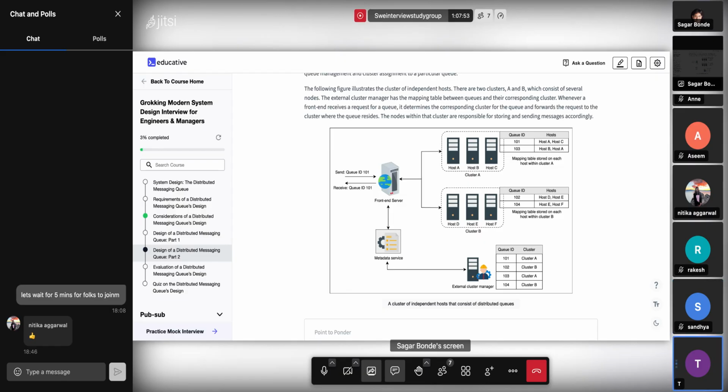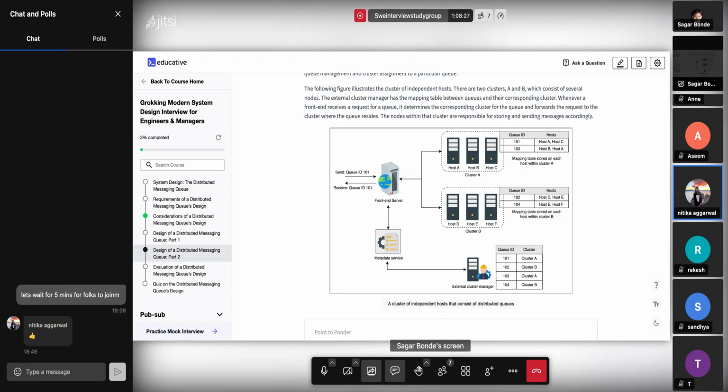Why don't they have that map in the external cluster manager? The external cluster manager has all the maps combined. I mean this map as well, which is within the cluster. I think she's asking about the queue ID and the hosts map. Why isn't that map at the external cluster manager?